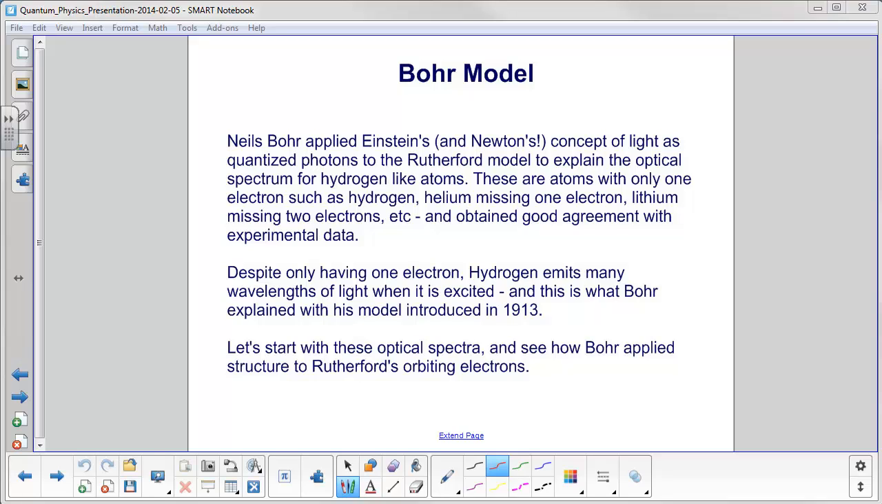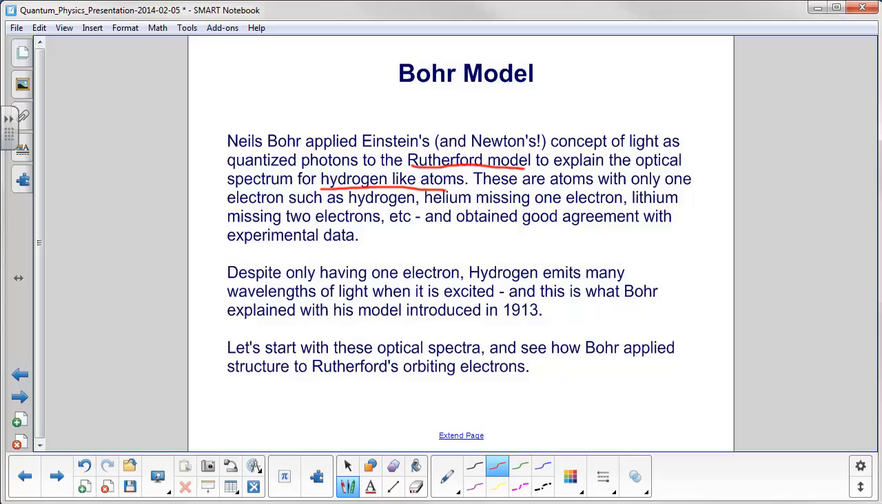Niels Bohr then used Einstein's concept of light as quantized photons, and of course Newton, centuries earlier, had said that light was a particle. This was applied to the Rutherford model. So here we have the Rutherford model that we're starting with, and he used this to explain the optical spectrum for hydrogen-like atoms. Now, what is a hydrogen-like atom?